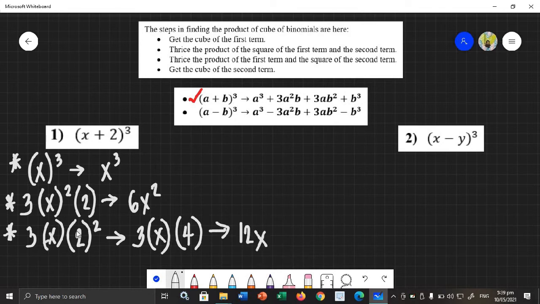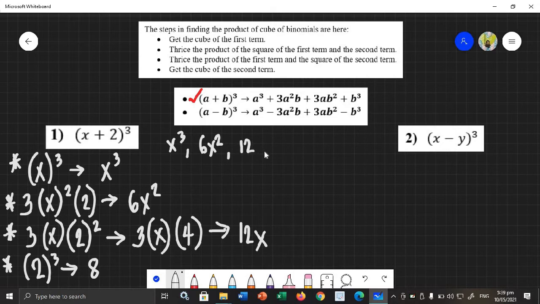And then, applying the last step, we need to get the cube of the second term. The cube of the second term, which is 2, simplify natin siya: 2 times 2 times 2, that is equal to 8. So yan, nakuha na natin yung product for each step. Using lahat ng product na yan, i-list down muna natin sila. We have x raised to the third, we have 6x raised to the second, we have 12x, based sa pagkakasunod-sunod, and then we have 8.